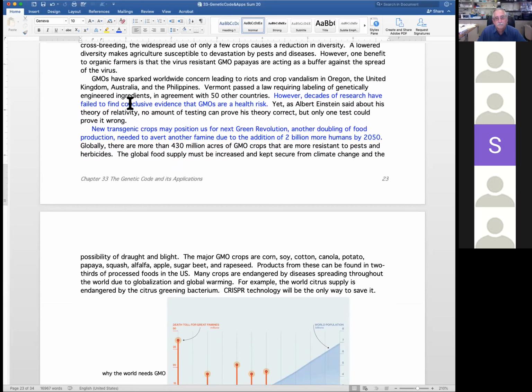So GMOs have sparked worldwide concern, leading to riots, crop vandalism I should say, and laws being passed. Yet decades of research have failed to find any conclusive evidence that there's anything detrimental to eating GMO foods.